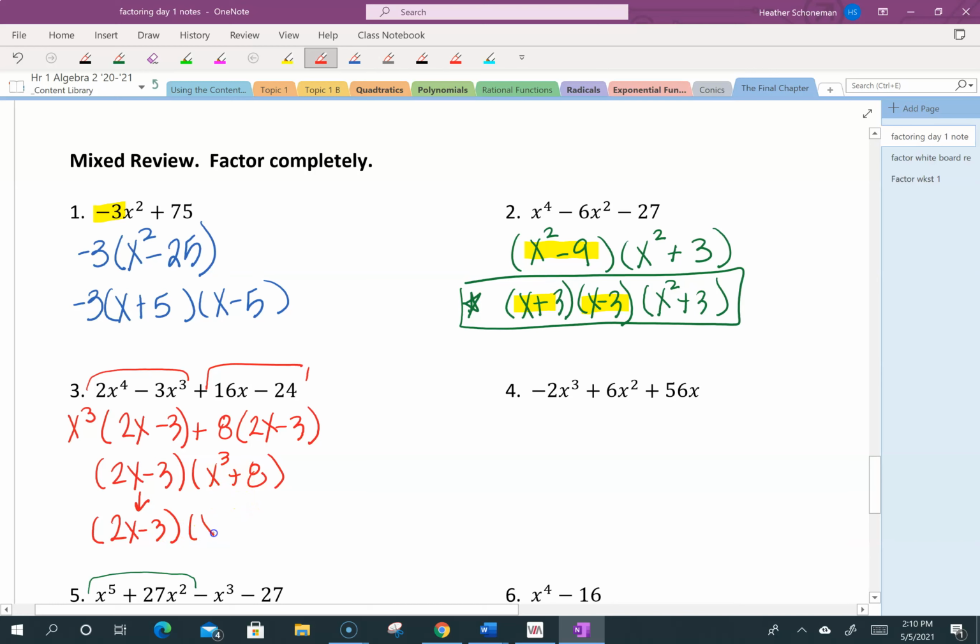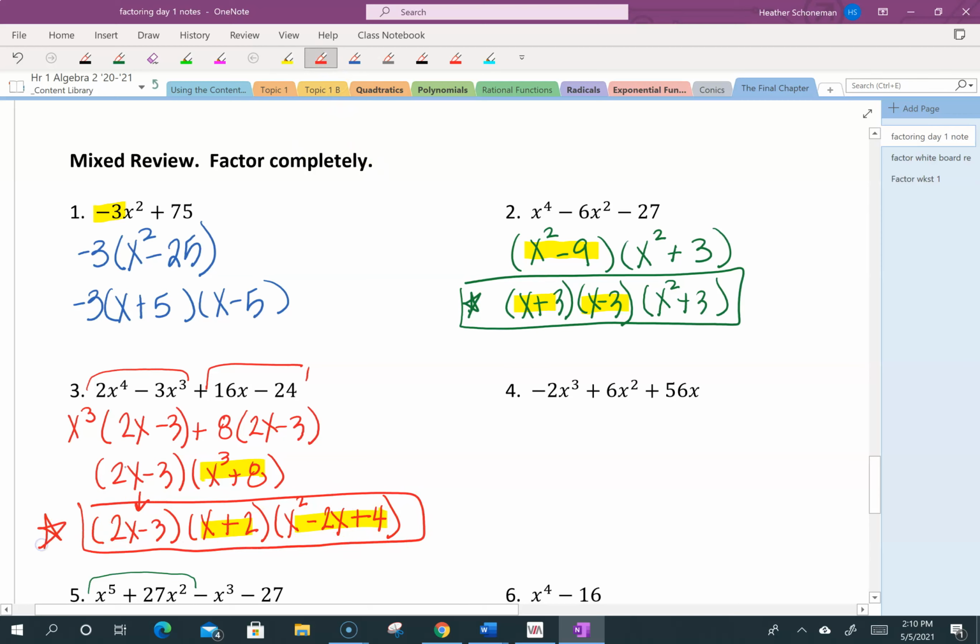So the cube root of x cubed is x, sign stays the same, cube root of 8 is 2. Then I'm going to square the x and get x squared, change the sign, multiply the 2 things together, and the last sign is a plus. So this got rewritten as that, but this right here is my final answer. That's what you need to write to get full credit.